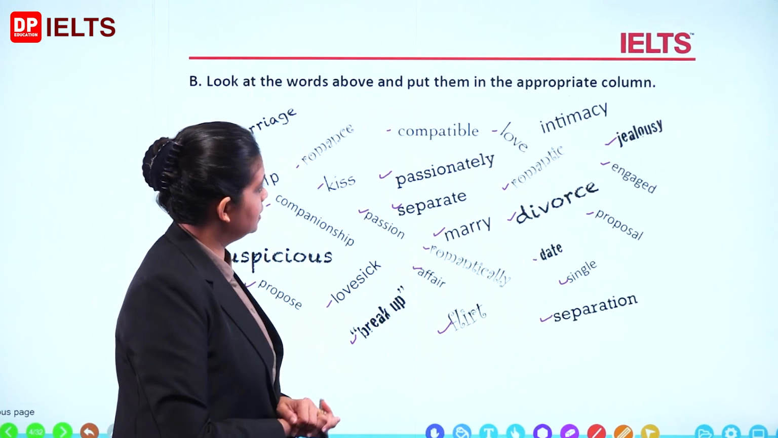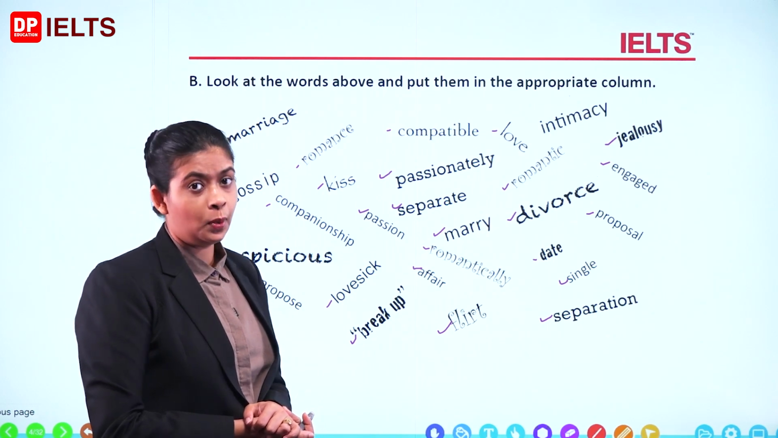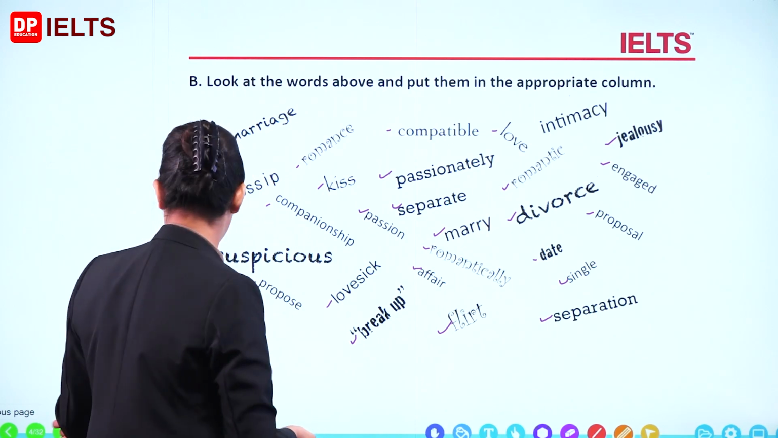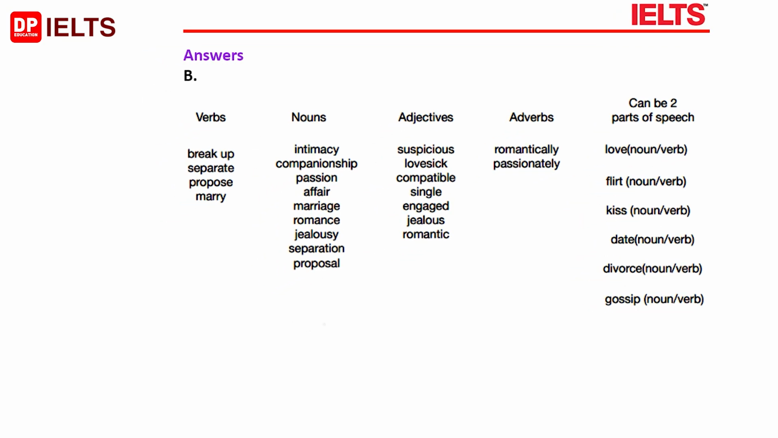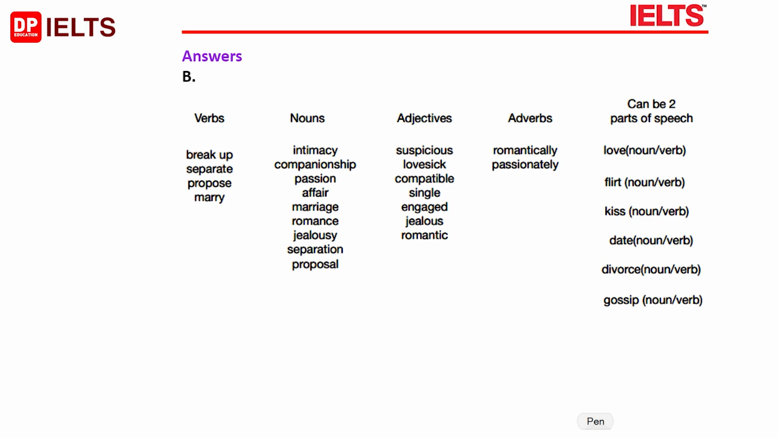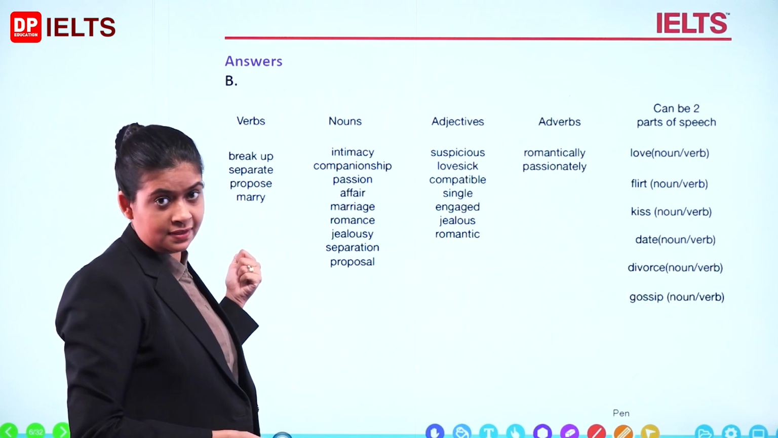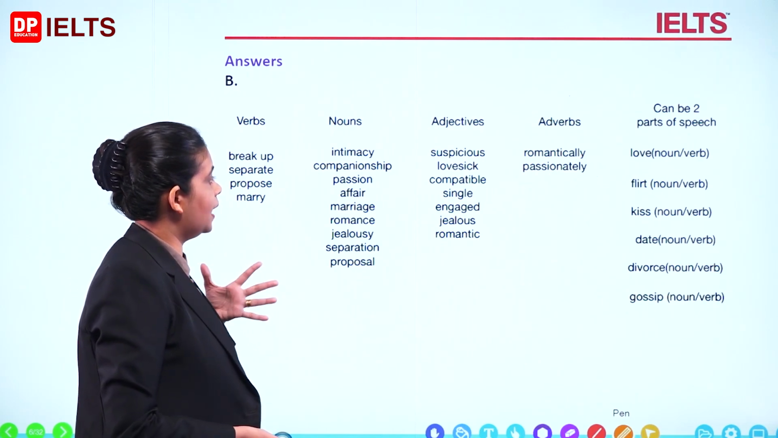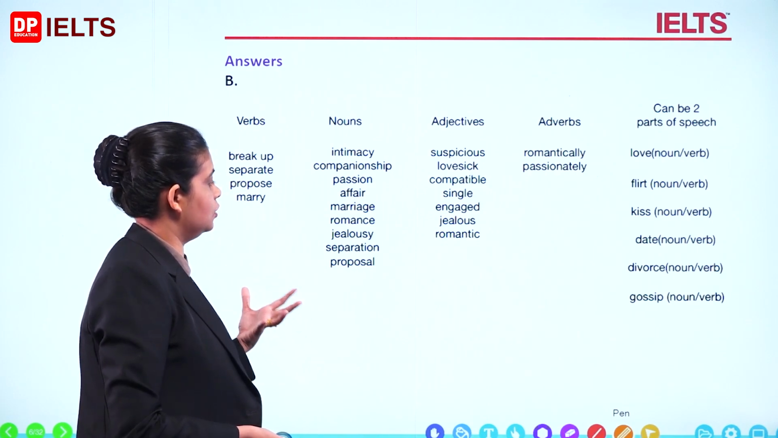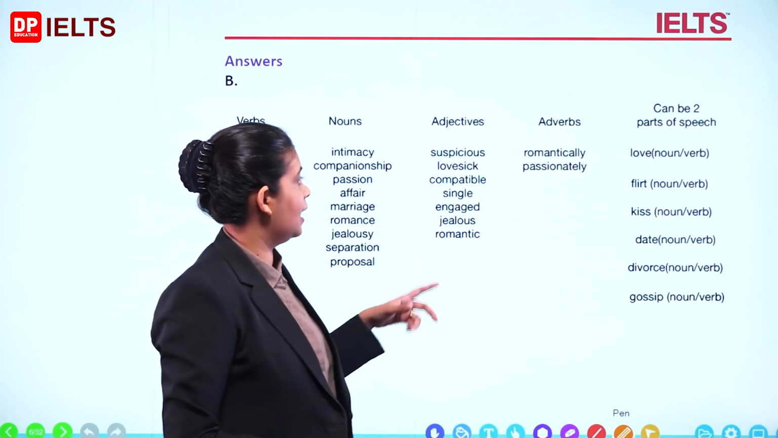So here are all the words. Okay? Right. If you have finished this bit, let me show you the answers. So here are the answers. You have break up, separate, propose, marry as verbs. Karana deva kriyapada. Nouns: intimacy, companionship, passion, affair, marriage, romance, jealousy, separation, proposal.